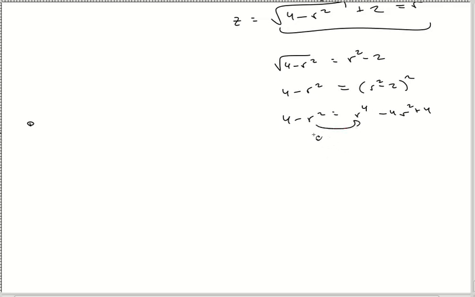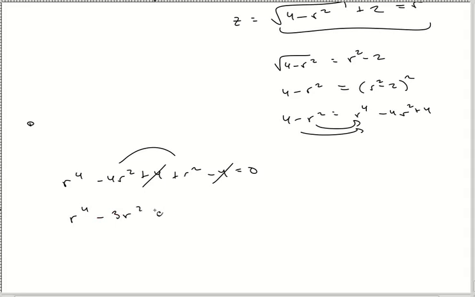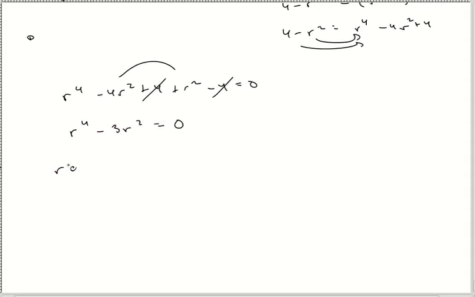I'm going to now move this stuff over to this side. We've got r to the 4th minus 4r squared plus 4 plus r squared, and then minus 4 equals 0. These cancel, these combine. r to the 4th minus 3r squared equals 0. I can factor out an r squared to the front, leaving r squared minus 3. And then you can see here that I'm definitely getting r equals 0. Here you would get r equals plus or minus square root 3. But yet again, as a radius going out from 0, square root 3 should be good.